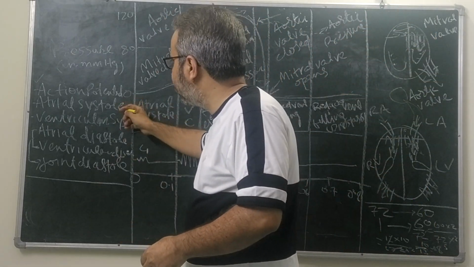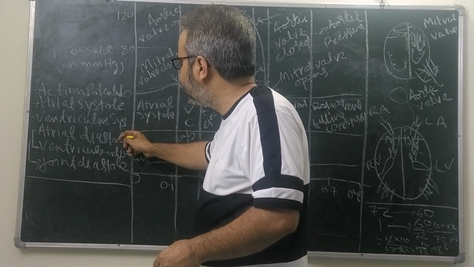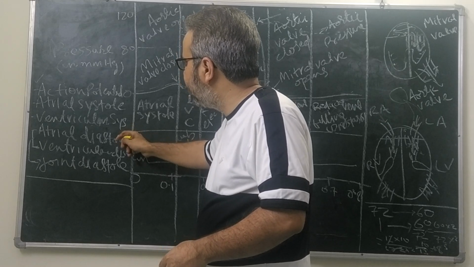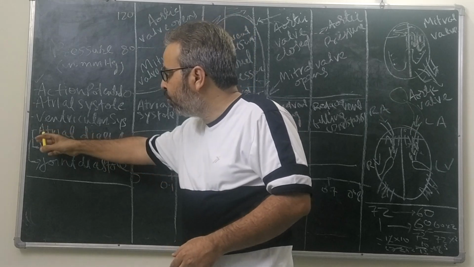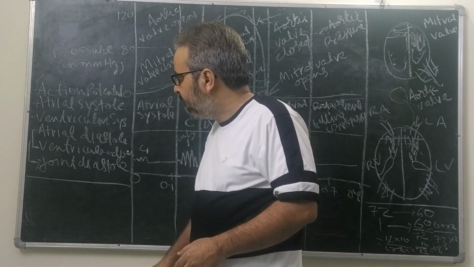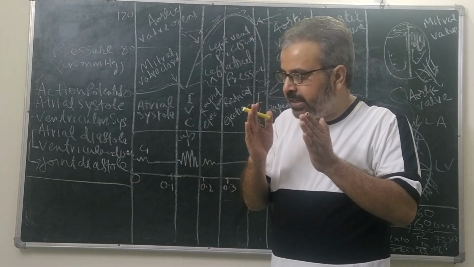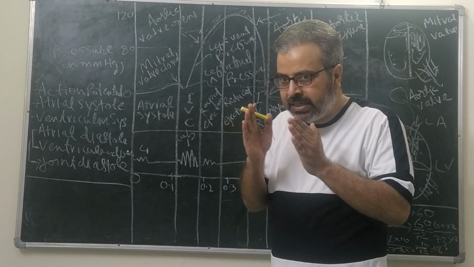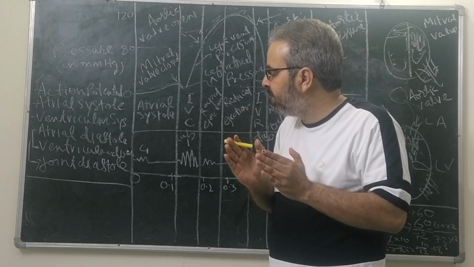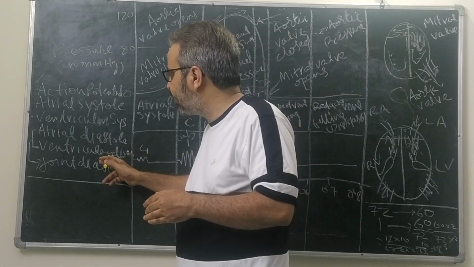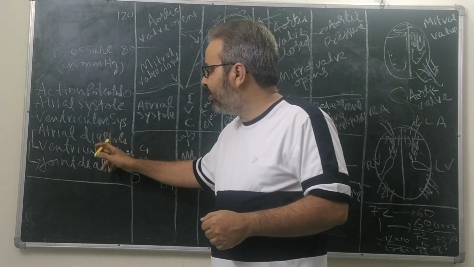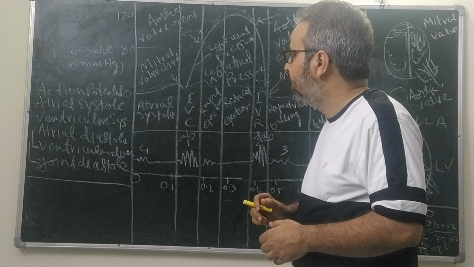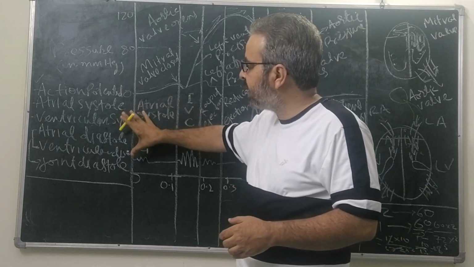So after atrial systole there is ventricular systole, and meanwhile there is atrial diastole, and then ventricular diastole, sequentially. The common duration where the atrium and ventricle are both in diastole is called joint diastole. So this is the complete cardiac cycle.